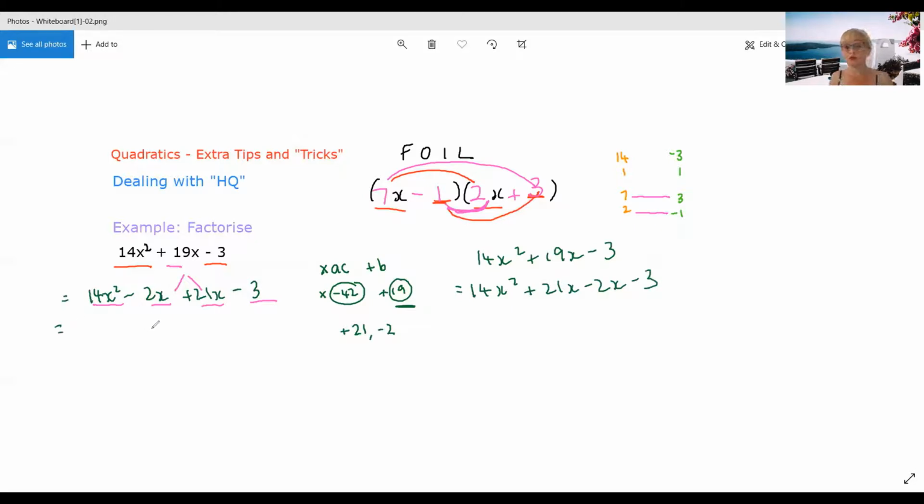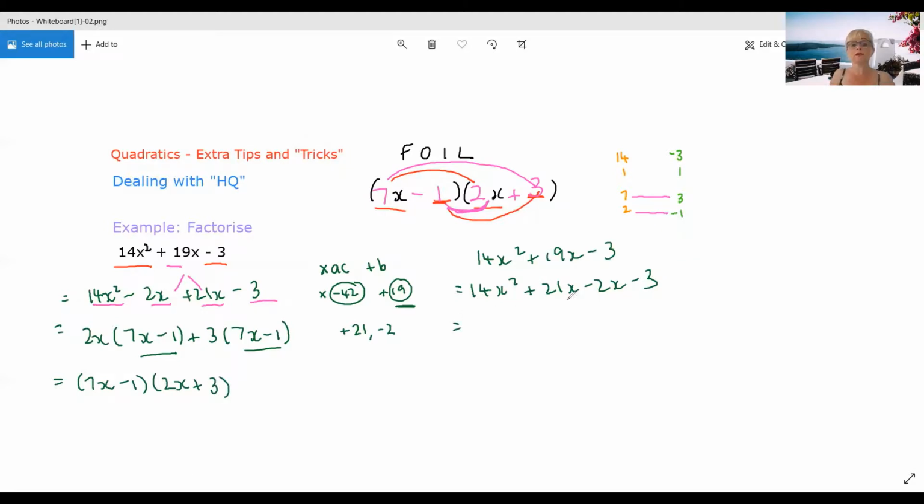Obviously, using our grouping method that we should know by now, we're going to take 2x out of here and we're left with 7x minus 1. We can take a 3 out of those last two terms there and we get 7x minus 1. Lo and behold, as expected, as we rigged it, we have a common factor bracket of 7x minus 1, and in our second bracket, we're going to get 2x plus 3.